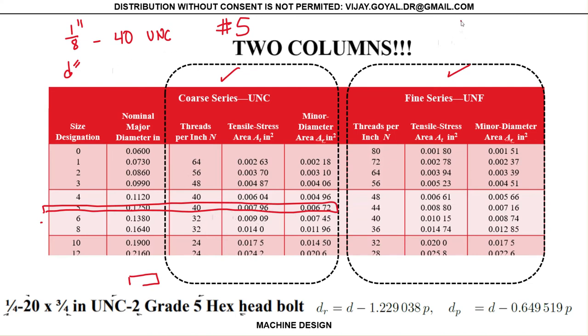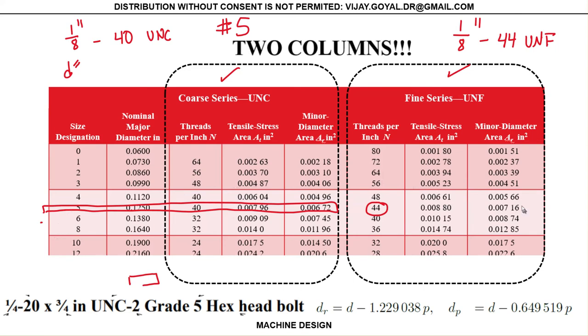Now, what if I gave you the same thing, and I said, now this is 44 UNF. Okay, UNF, this is fine. So then you have to come on this side of the table, and then you say, hey, this is right here. So in this case, it would still be number 5, but the properties are different.